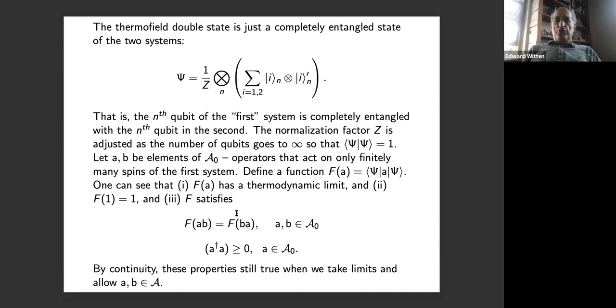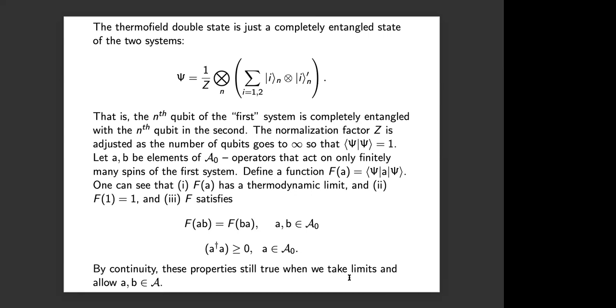That's because this thermofield double has the property that, see, A and B are operators that only act on finitely many qubits, let's say the first n. And then you could see with this state, f of AB is just the trace of the product AB in the finite dimensional Hilbert space of the first n qubits, divided by a constant, which is such that the trace of the identity is 1. So f of AB equals f of BA. And the last property, sorry, I left out the f here, it should have been f of A dagger A is non-negative for all A. Now, by continuity, these properties are all true when we take limits and allow A and B to be in the limiting algebra, the completion.